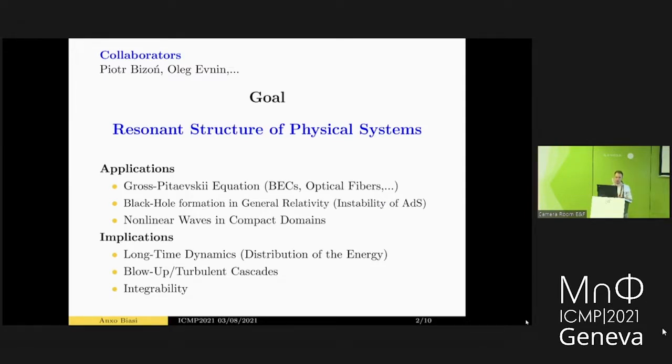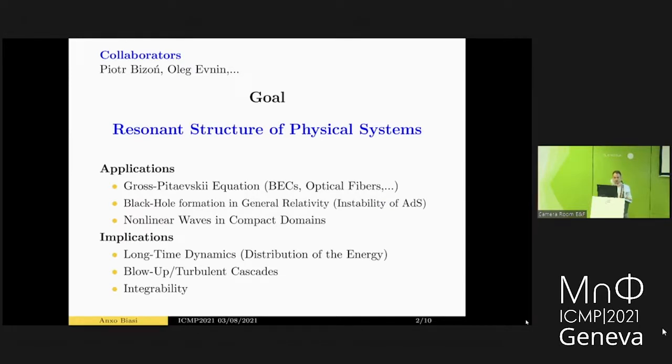The motivation or application is that these kinds of structures are common in many physical systems, or are behind different phenomena. For example, the Gross-Pitaevskii equation describes Bose-Einstein condensates or the propagation of light in optical fibers. We also find these structures used to study black hole formation in general relativity, for example in the context of the instability of AdS space-time, and also in nonlinear waves in compact domains.